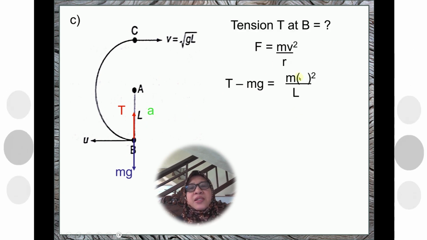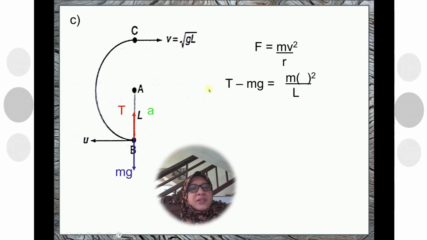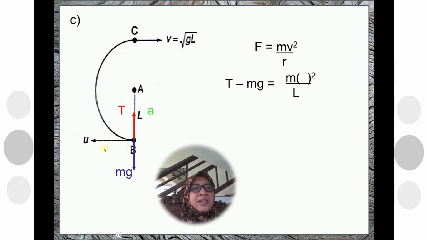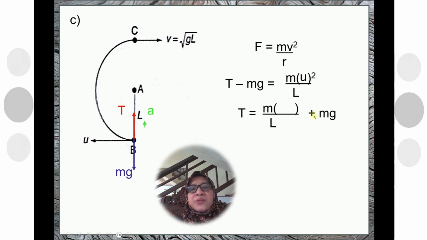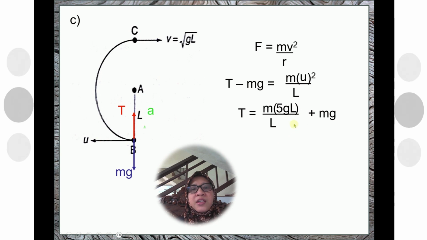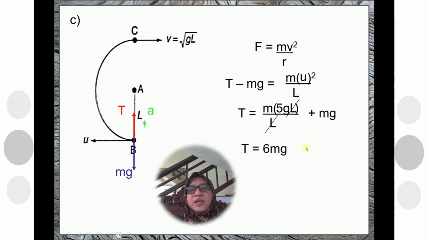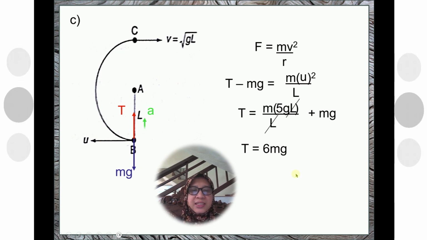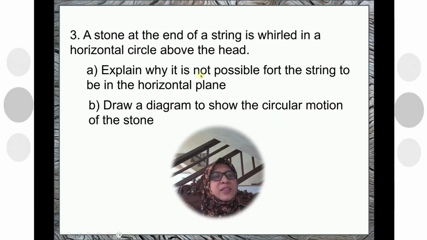The v here is this u, which we already calculated in b. So we solve T equals mu squared over L plus mg. We bring mg to the right side, and the u squared is 5gL from b. Then we cancel the L, and we get 5mg plus mg is 6mg. So the tension in the string is 6mg. So this is the answer. Next we go to question 3.